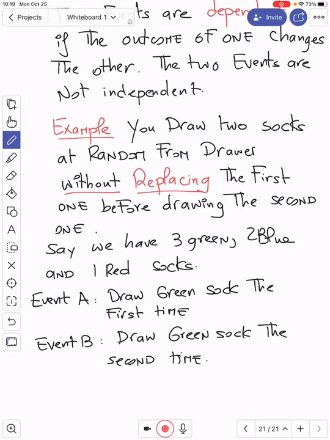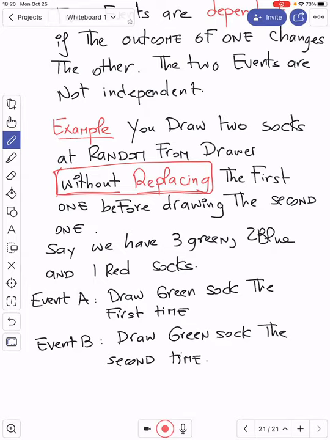Because again, when you draw a sock the second time, you don't replace the first sock, right? This is without replacing. I mean, do you see any connection between the two events, guys? Two events are independent if the occurrence or non-occurrence of one event doesn't change the probability that the other event will occur.